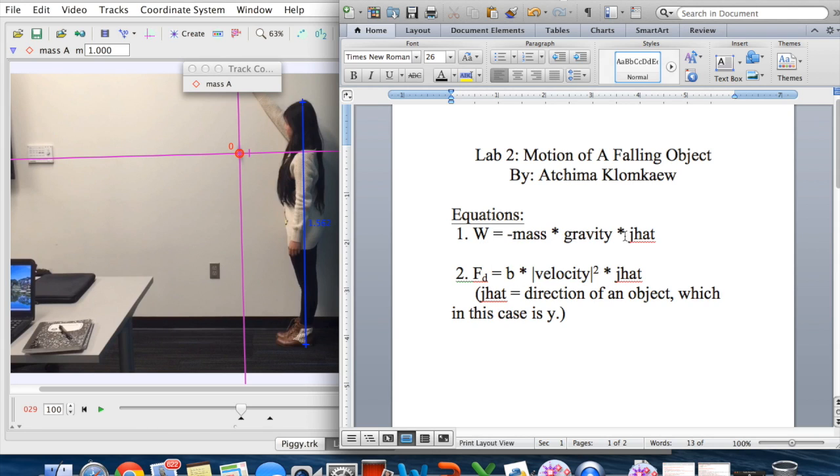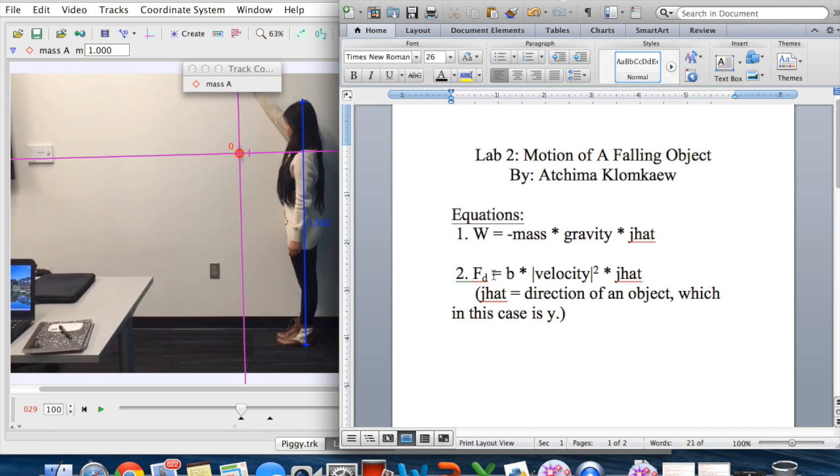The weight force is mass times gravity times j hat, and the drag force is b, the coefficient of drag force, times the magnitude of velocity squared times j hat. And the j hat is the direction of an object, which in this case is y. And notice that the weight force is negative because the object is moving downward to the negative y direction, and the drag force is positive.